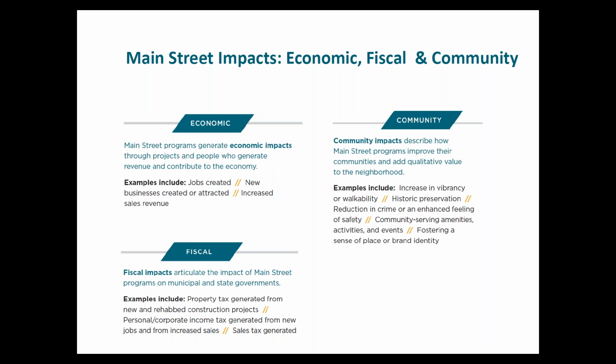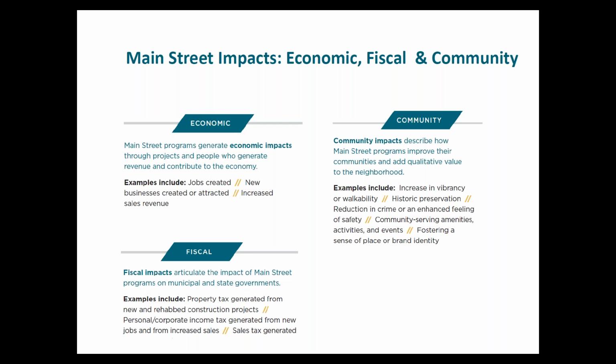That's typically through sales revenue that a business might have generated because of assistance by a Main Street program, or jobs or businesses that were created and reported through their reinvestment statistics. Those are all types of economic impact. As John already alluded to, fiscal impacts communicate the impact of programs on municipal and state governments. That generally fits into three buckets of property tax, income tax, if applicable to your state, and then sales tax. And so that's really what the revenue is that municipalities and state governments are gaining.